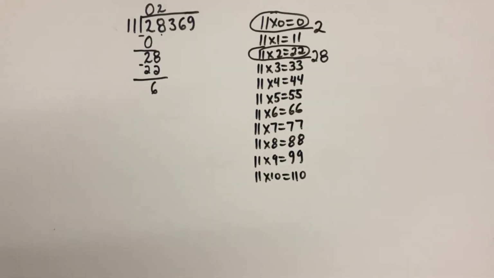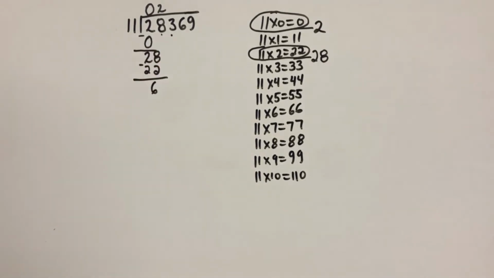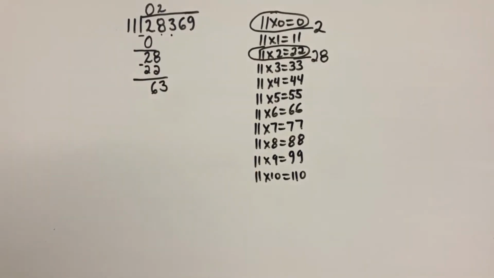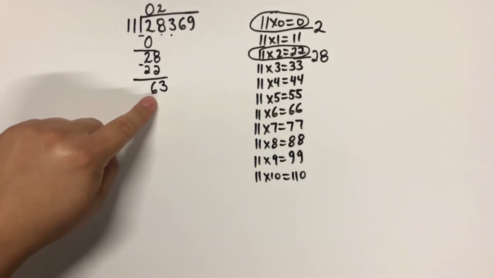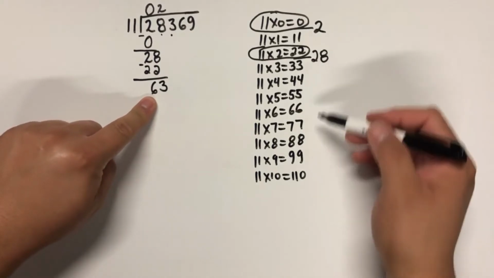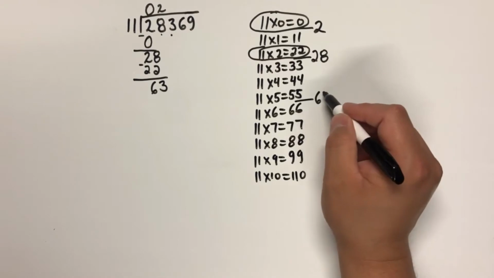6. So now I'm going to look at the next number inside the division house, which is the number 3. I'm going to bring it down so that I now have the number 63. So now I'm going to repeat what I've been doing, which is squeeze the number 63 somewhere in between two numbers over here. The number 63 is in between the 55 and the 66, right there.